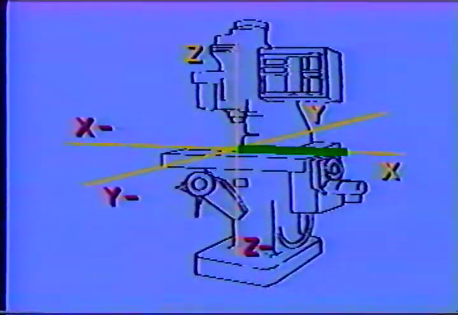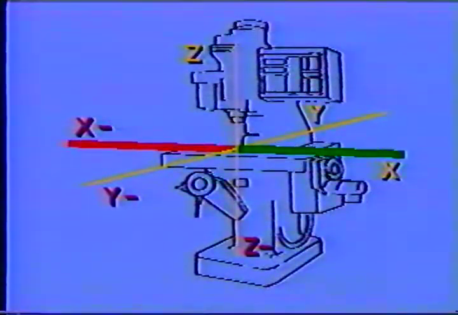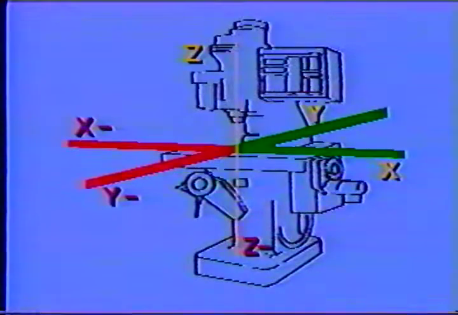Any X-axis dimension to the right of 0 is a positive number. X-axis dimensions to the left of 0 are negative numbers. Any Y-axis dimensions away from 0 are positive numbers, and any Y-axis dimensions in front of 0 are negative numbers. Any Z-axis dimensions above the workpiece 0 are positive numbers, while Z-axis dimensions into the workpiece are negative numbers.